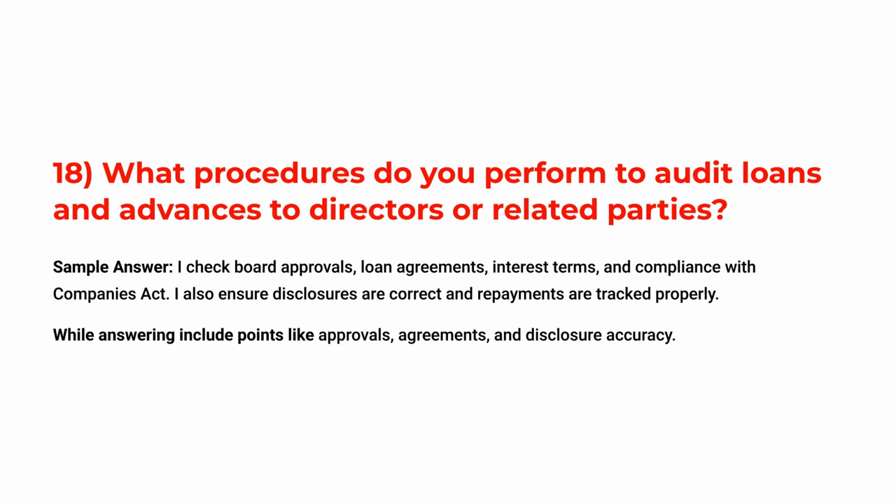What procedures do you perform to audit loans and advances to directors or related parties? Sample answer. I check board approvals, loan agreements, interest terms, and compliance with Companies Act. I also ensure disclosures are correct and repayments are tracked properly. While answering, include points like approvals, agreements, and disclosure accuracy.